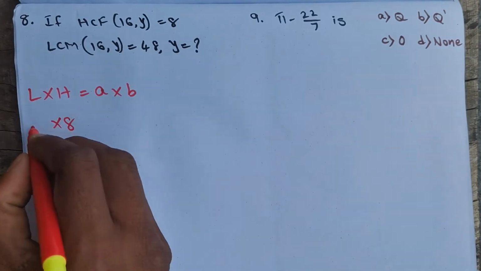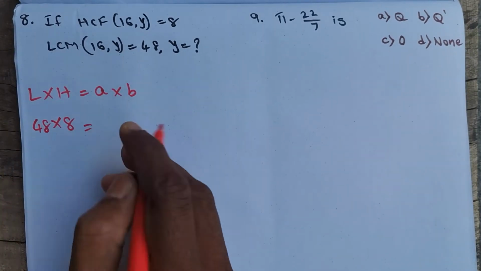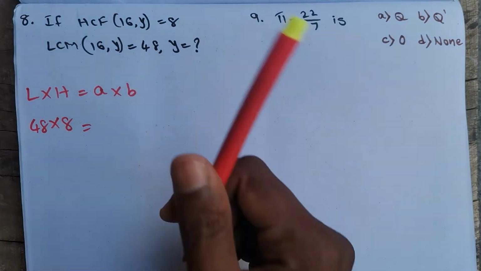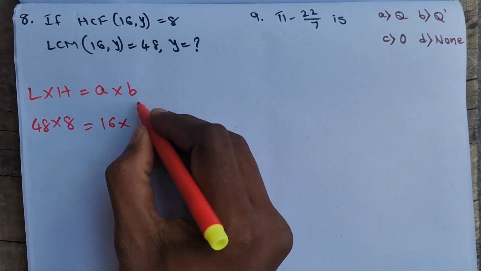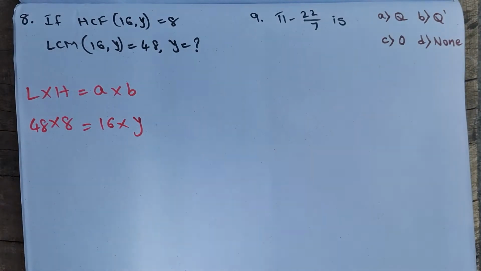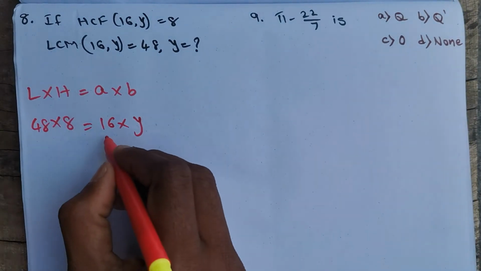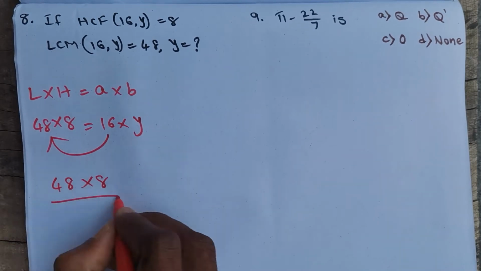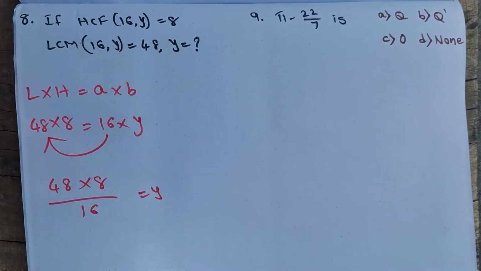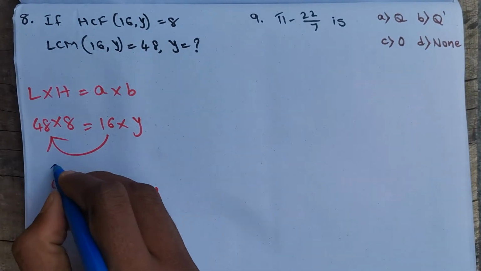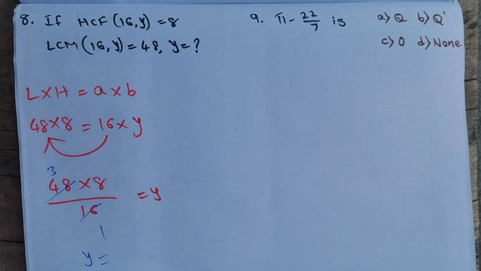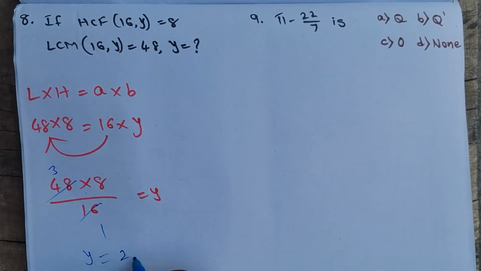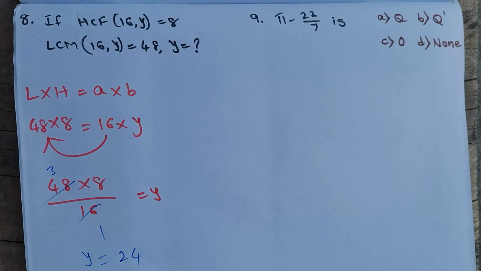LCM is given as 48, which is equal to the two numbers. One number is given as 16 into the second number. We don't know that, he mentioned it as y. Now we want the y value, so I will take this 16 to the left side. 48 times 8 divided by 16 is equal to y. If we do the cancellation, 16 ones are 16, 16 threes are 48. So the value of y is equal to 3 into 8, 24. So the second number is 24.